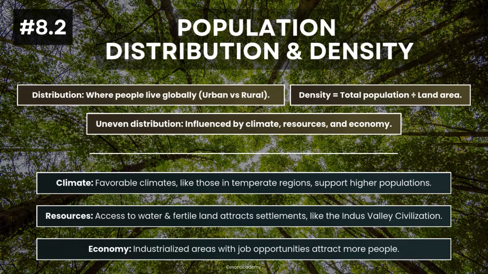Favorable climates like those in temperate regions support higher populations. Resources: access to water and fertile land attracts settlements, such as the Nile River Valley. And economy: industrialized areas with job opportunities attract more people. For instance, urbanization has concentrated populations in megacities like Mumbai, while extreme environments like Antarctica remain largely uninhabited.